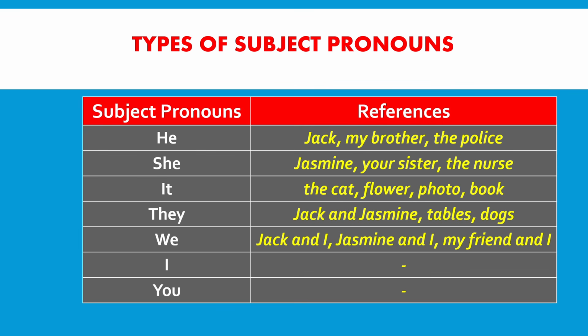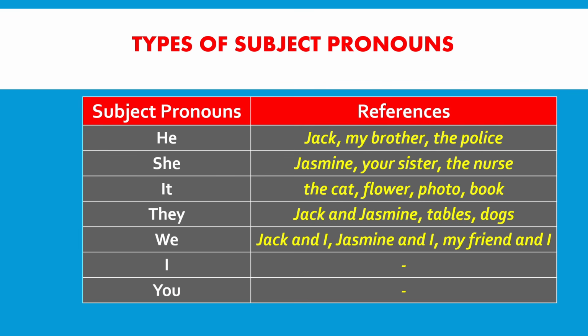Just for an example, when we want to use the subject pronoun he, the other references that can be used to replace he could be Jack, my brother, the police, and so on. There are so many things. As long as it is one person and it is a male, a boy or a man, then you can use he. The same thing goes to she. When you want to use she, it must be one person and that person must be a girl. For example, Jasmine, your sister, the nurse.